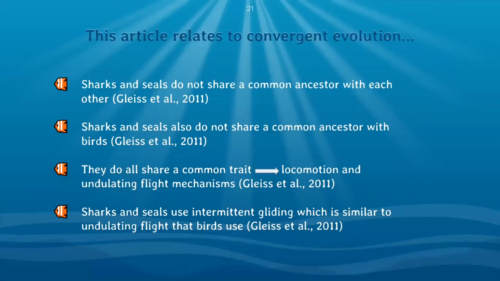Our chosen article is specifically related to convergent evolution since it talks about how sharks and seals do not share a common ancestor but have similar swimming and gliding mechanisms in the water, and how sharks and seals do not share a common ancestor with birds but appear to have a similar locomotion mechanism with them that increases speed and efficiency. Sharks and seals use intermittent gliding or a type of undulating, while birds use undulating flight.